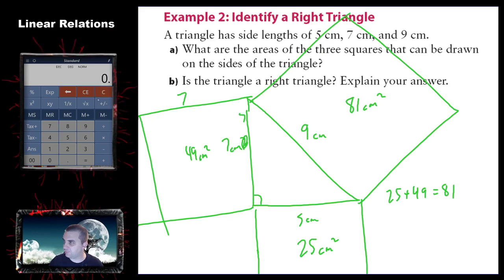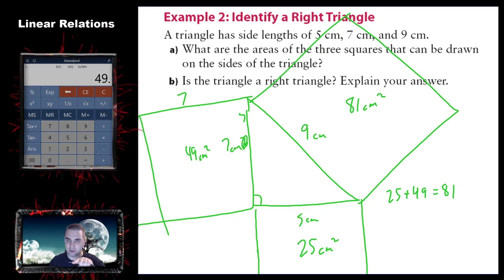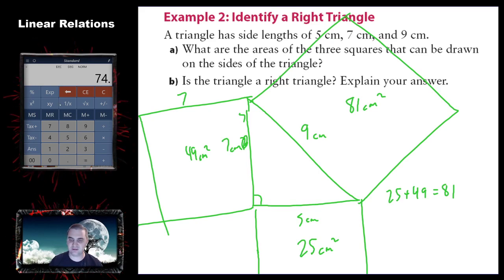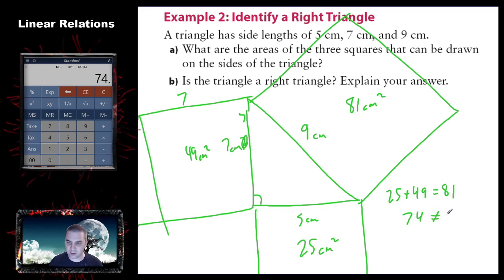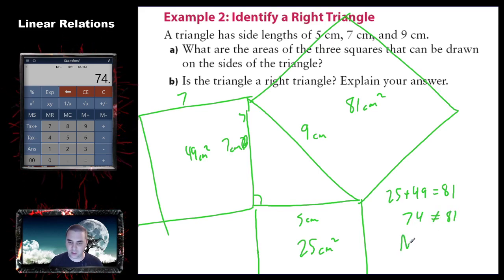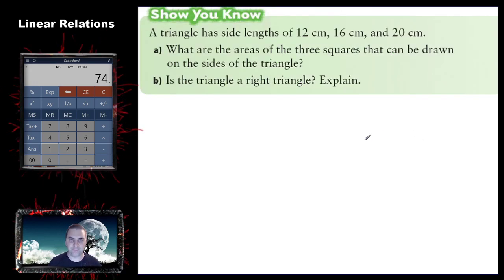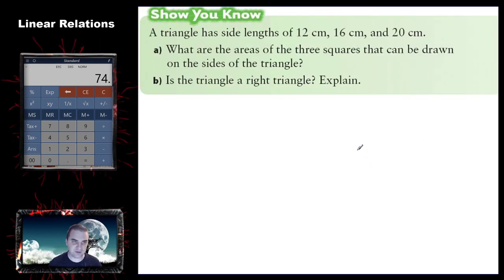Let's try this out. So 25 plus 49 should be 81. If I hit the button and it's 81, then we're good with a right triangle, but it is not. It is 74. And sorry, but 74 does not equal 81, so no. The answer is no, it is not a right triangle because it does not fulfill the Pythagorean theorem. Sad face.